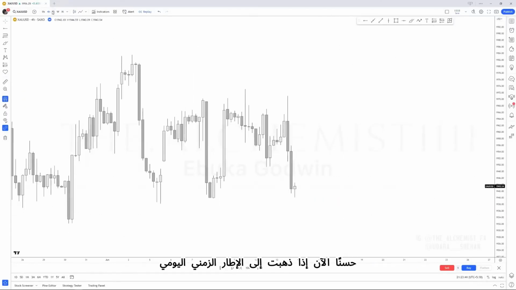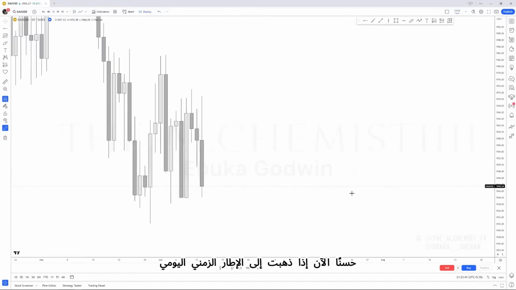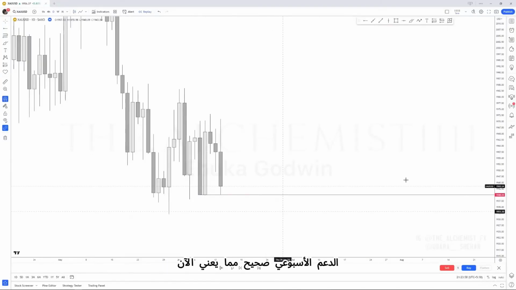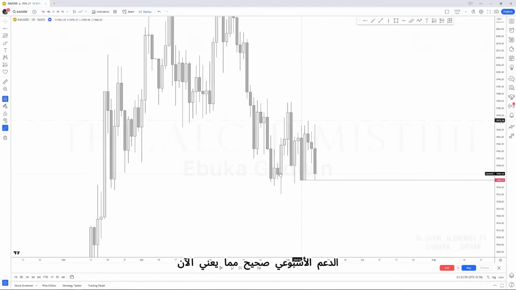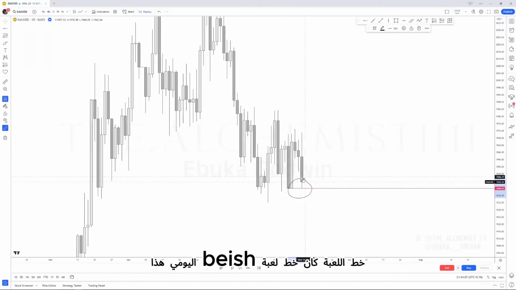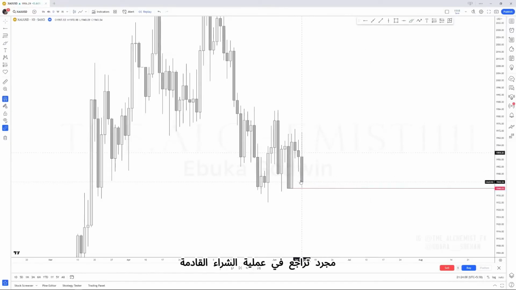Now, if I go to the daily time frame, daily was bearish, but what do we know? We know that weekly was bullish, right? Weekly was bullish, daily was bearish, and currently we are inside of daily and weekly supports. So now we need to be paying attention for buys. Why? Because weekly is in a bullish storyline. This daily bearish storyline was only a pullback into the next buying levels.